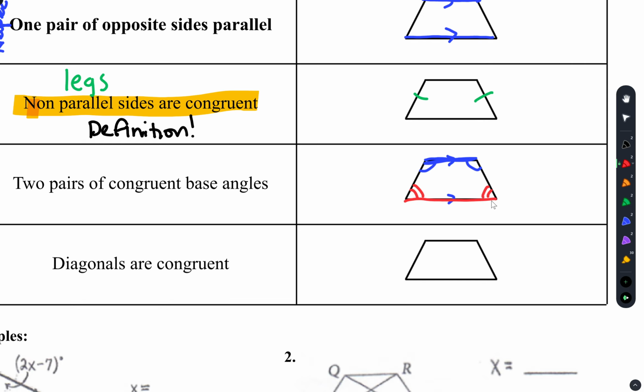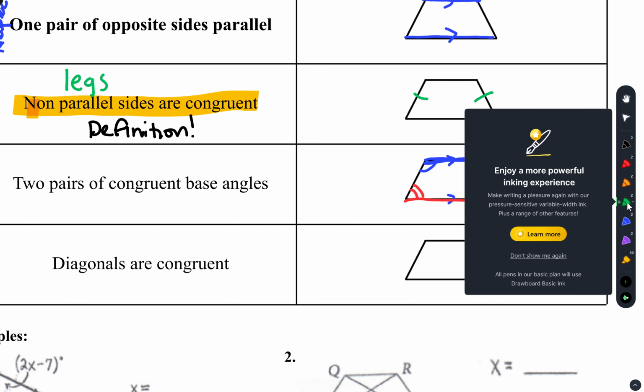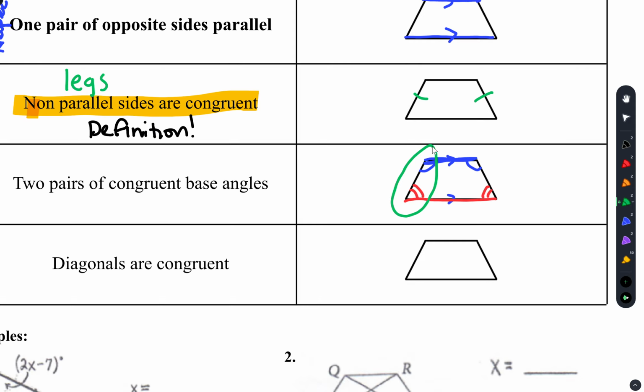From this property, we are also going to get kind of a sub-property that's not listed here. But if those angles are congruent, then that means that one side must add up to what, do you think? 180. So those consecutive angles are supplementary. Let's say supplementary. Okay, good.